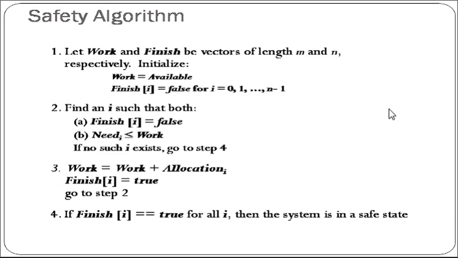Now there are two algorithms involved in the banker's algorithm. First is the resource safety algorithm, and next is the resource allocation. For the safety algorithm, we will consider the two variables, that is Work and Finish.